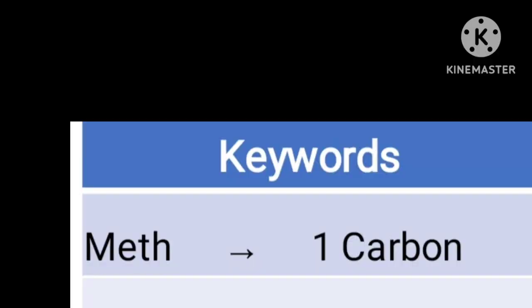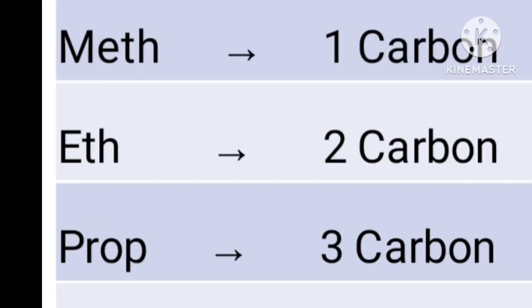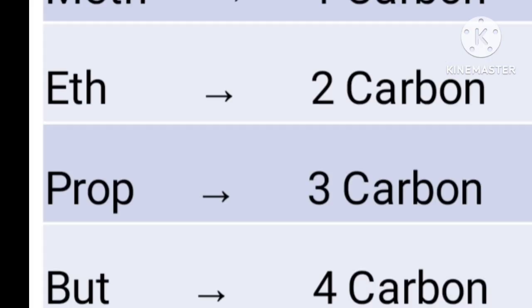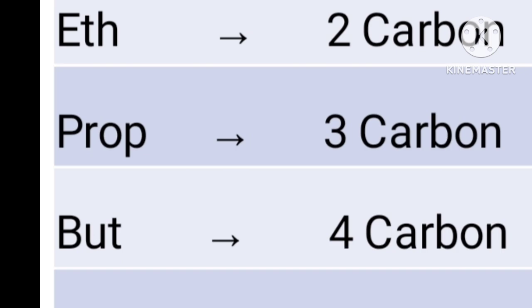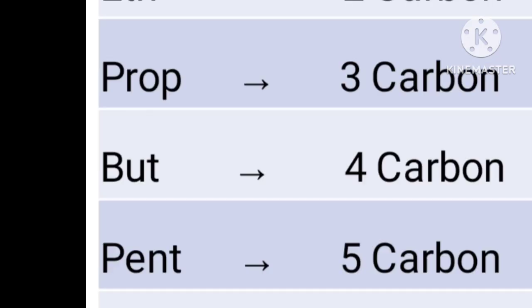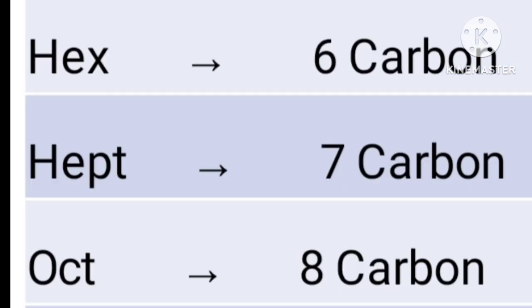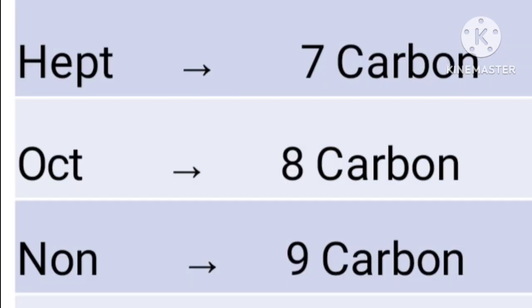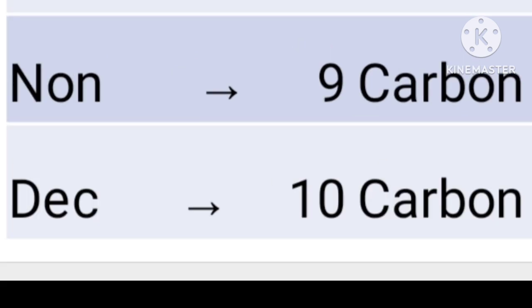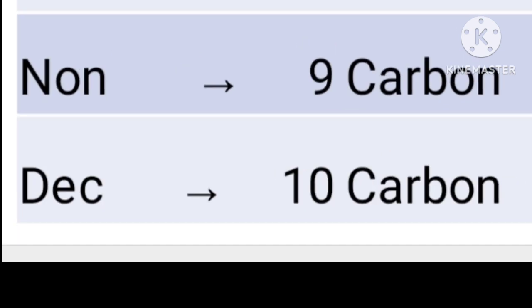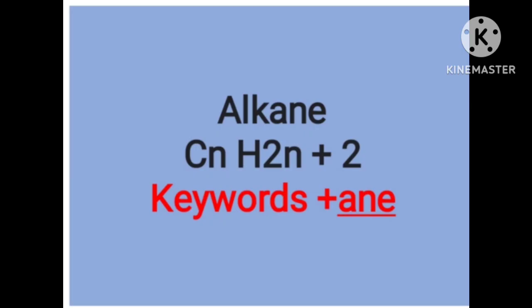So let's start. The word meth means 1 carbon, eth means 2 carbon, prop means 3 carbon, but means 4 carbon, pent means 5 carbon, hex means 6 carbon, hept means 7 carbon, oct means 8 carbon, non means 9 carbon, and dec, the last one, means 10 carbon.